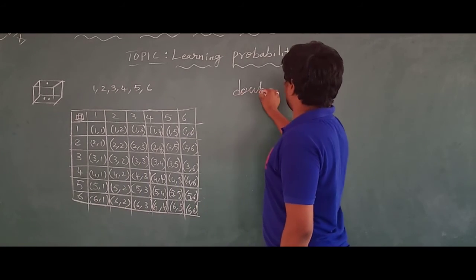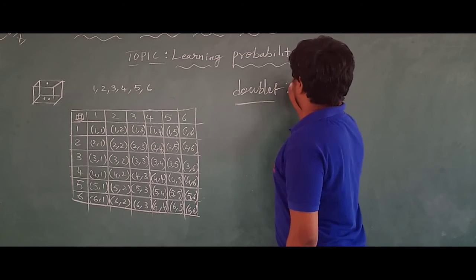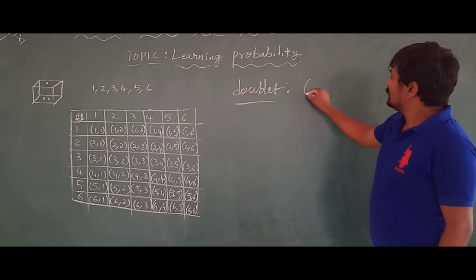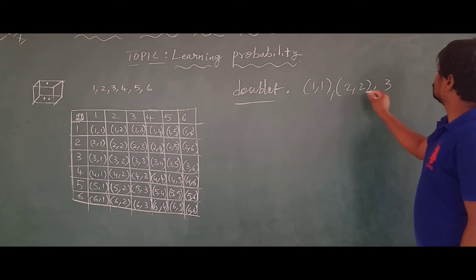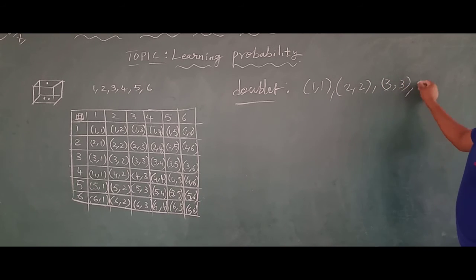So let me think about doublet. What does doublet mean here? If the same number is repeated twice, 1 1, 2 2, 3 3, 4 4, 5 5, 6 6, these numbers we can call a doublet.